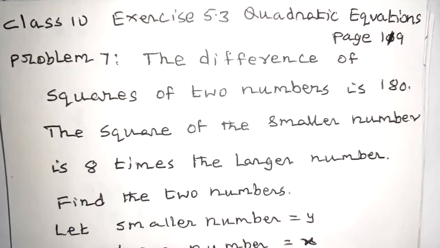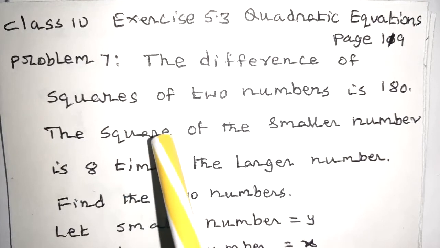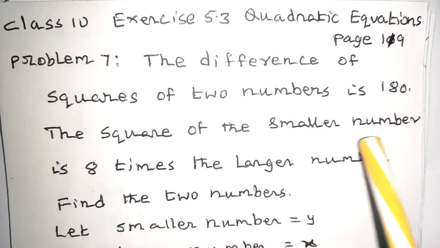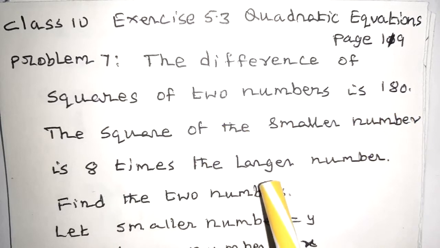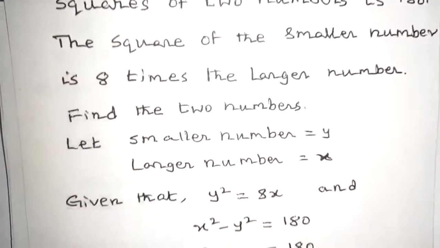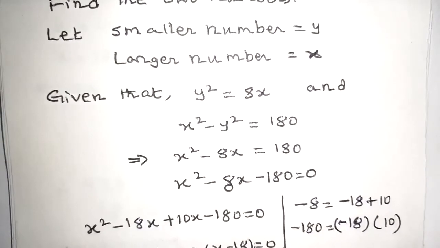Now we consider another problem. The difference of squares of two numbers is 180. The square of a smaller number is 8 times the larger number. Find the two numbers. Now we assume that the smaller number is y and larger number is x.